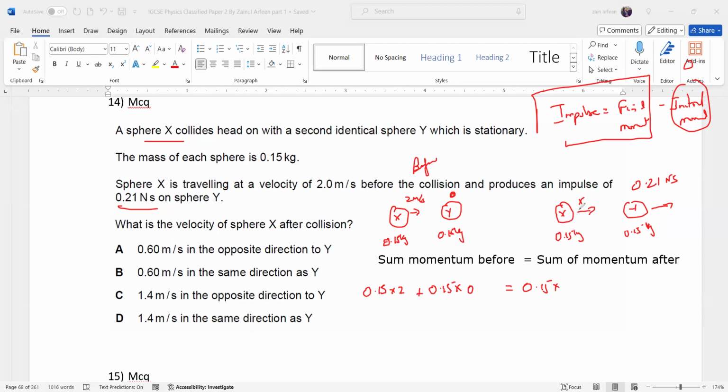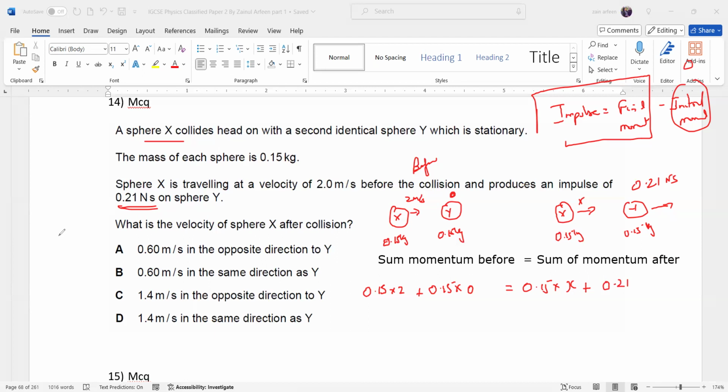So 0.15, what about the velocity? It will be X. And what about the momentum of the Y? The momentum of the Y will be 0.21. Even though it's given as the impulse of sphere Y, because its initial momentum was 0, when the initial momentum is 0, the final momentum and impulse are equal.